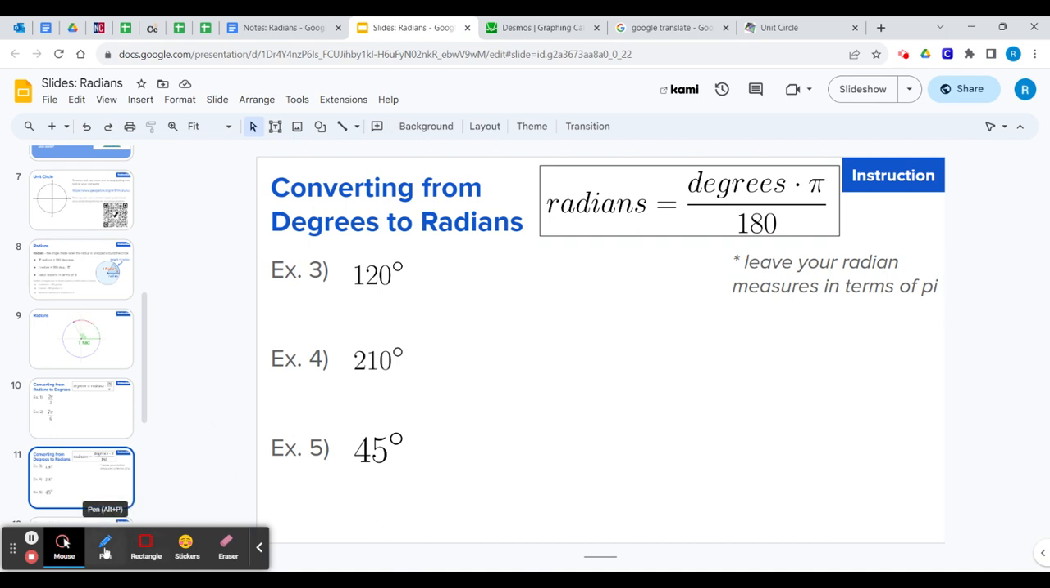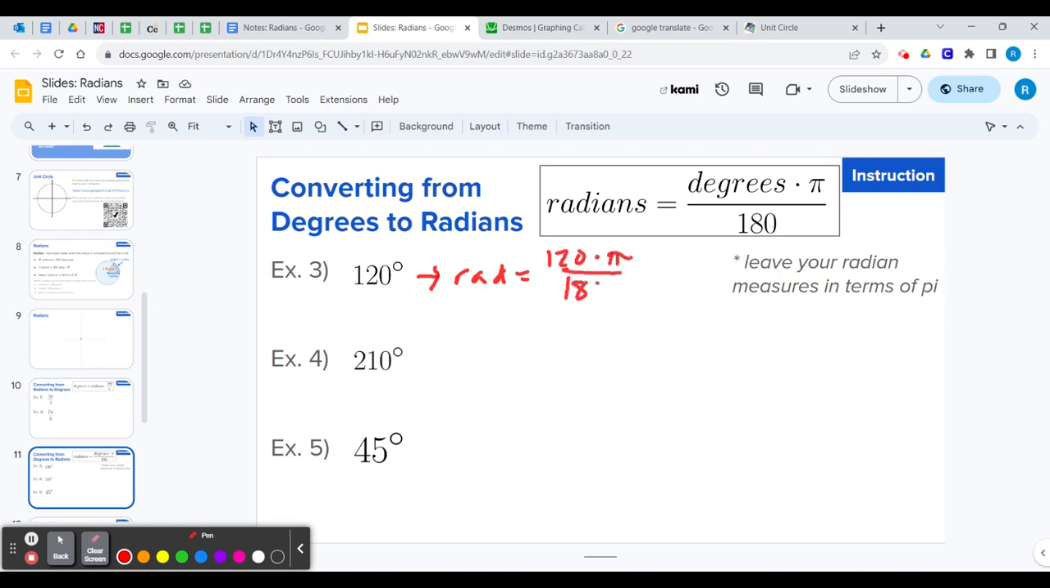So if we start with this 120 degrees, okay, we're going to start by rewriting this new formula, which you should copy down in your sheet. And this is basically the same thing, just reversed, where pi is on top, 180 is on bottom. So we're going to have radians equals our degrees, which is 120, times pi over 180.